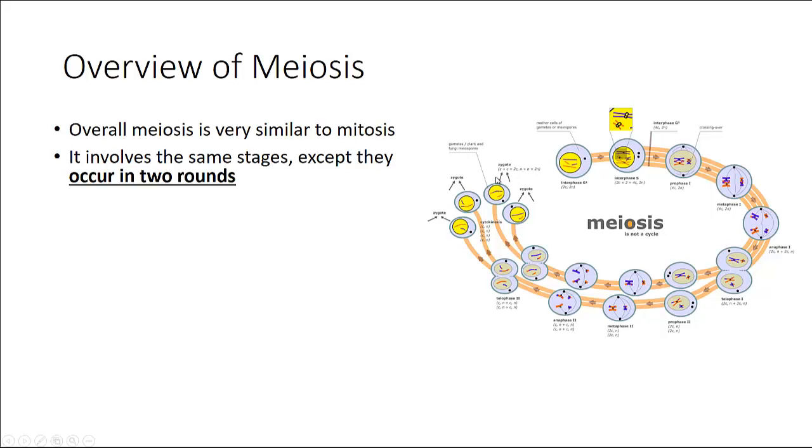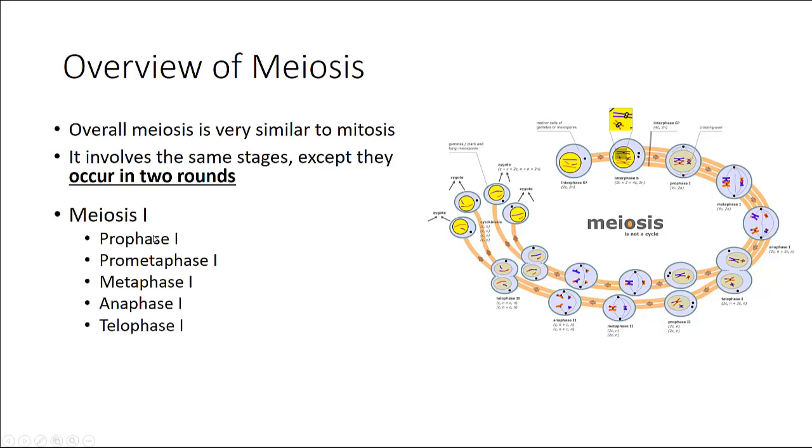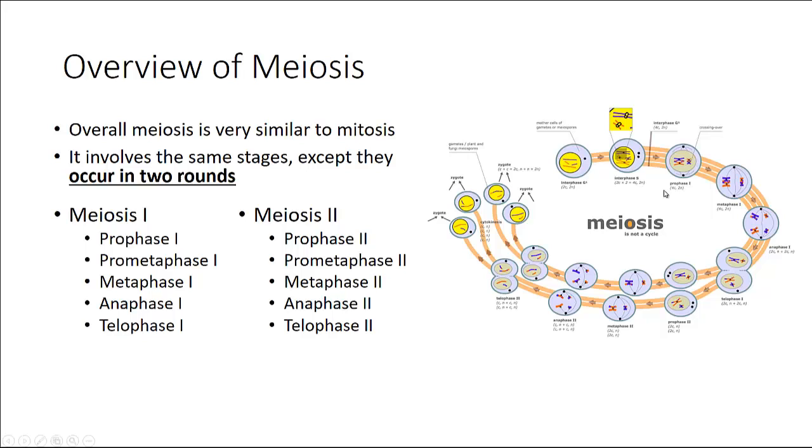One of the main differences is that we have 2 rounds of division, like I said. So rather than just one cell splitting once to make 2 cells, that is how it starts out. With meiosis 1, we go through all the same phases: prophase, prometaphase, metaphase, anaphase, telophase. And then in meiosis 2, the 2 daughter cells that are created at the end of that process go through that process each individually all over again. And those cells will end up creating 4 genetically distinct cells at the end. So we go through 2 rounds of division to create 4 haploid daughter cells.